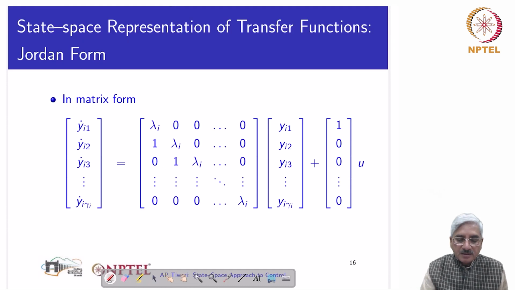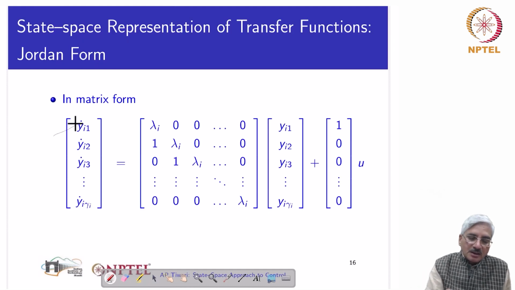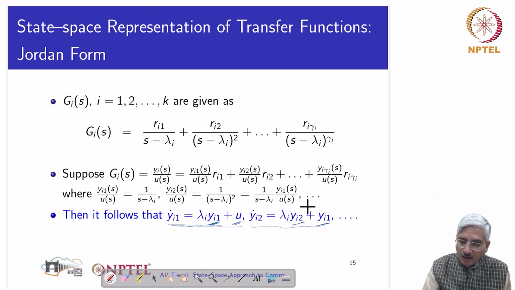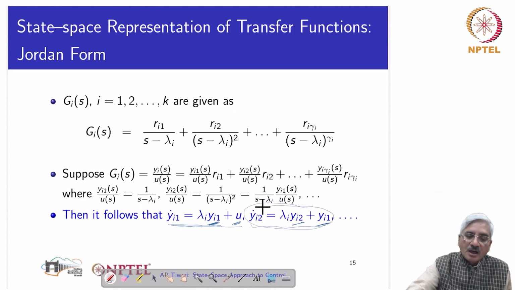We identify them as states. So yi1 is taken as state x1, this is x2, this is x3, etc. So we have corresponding x1 dot, x2 dot, etc. and it is represented in this form. x1 dot, this yi1 dot is lambda I yi1 plus u. yi2 dot was yi1 plus lambda I yi2. This one I am trying to bring there, and so on.